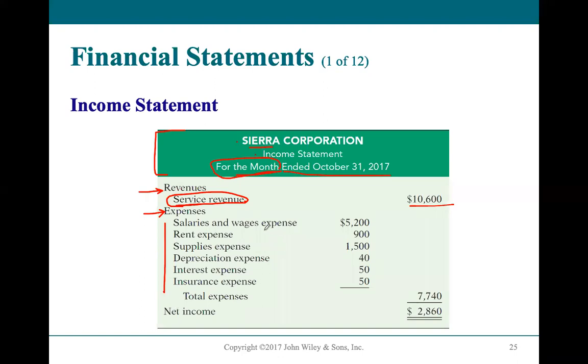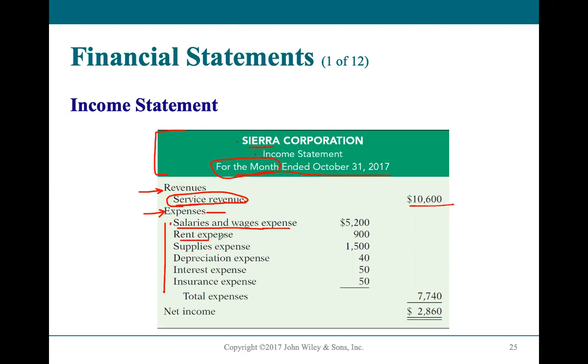So these are some common expenses. If you notice, the very first expense that's listed is salaries and wages expense. This is a particular account, an expense account. Again, expenses are a type of account. Salaries and wages expense is a specific account. And that specific account tells us what Sierra Corporation paid for salaries and wages for the month of October. $5,200 was the total cost of salaries and wages for October for Sierra.